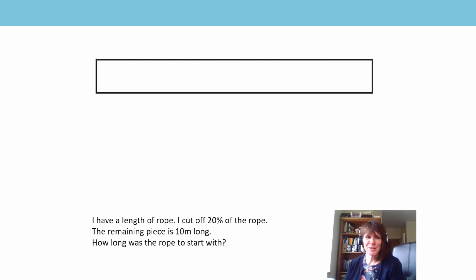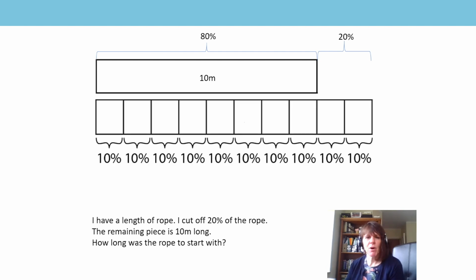I've drawn a bar model to help me see the mathematics. So this represents the rope before anything was cut off it. And I cut off 20%, and the remaining piece is 10 meters. So I know that 10 meters is going to be 80% of the original length of rope. I'm going to draw another bar model now underneath to help me to see how I can work out 10%, because that would be helpful to work out 100%.